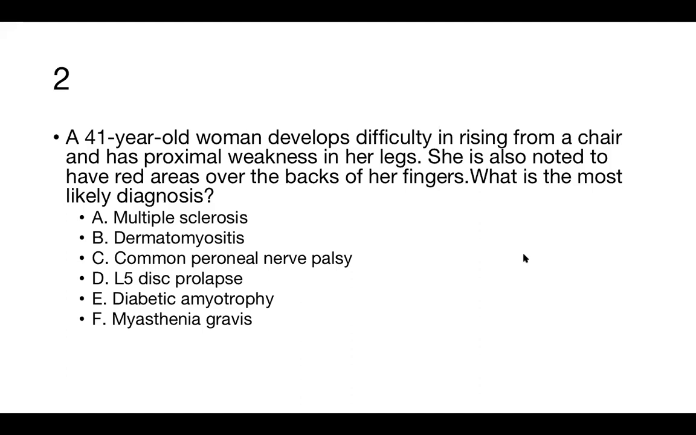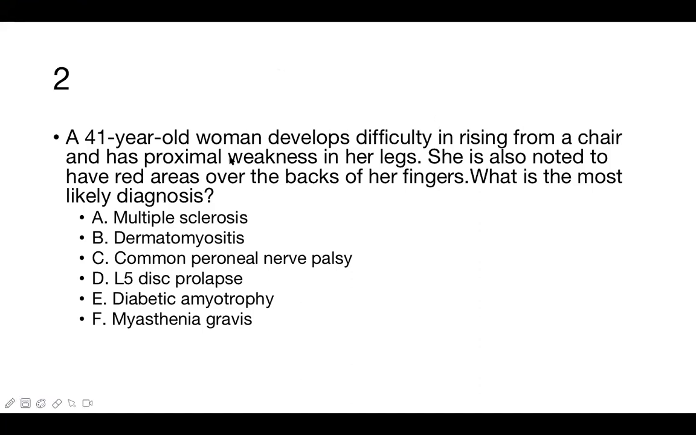Okay, any student? Option B, sir. Yes, Derek, it's option B. Okay, can you explain this to me? Dermatomyositis. When we look at the history, she has difficulty in rising from a chair and proximal weakness. So this suggests more of a myopathy than a neuropathy. And also the red patches on the back of her fingers, that's also one of the classical features. So what is the name of that classical feature? I've forgotten the name, sir. No problem, but the way you have explained is absolutely right.